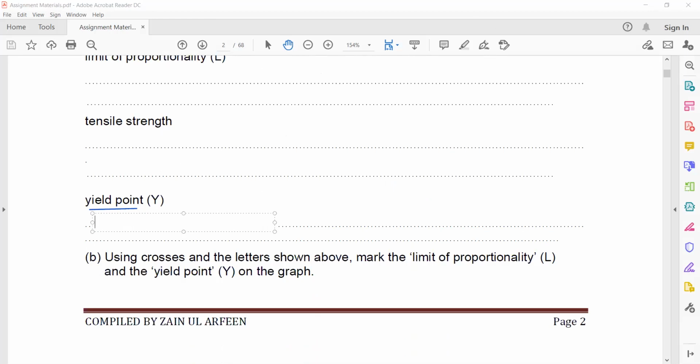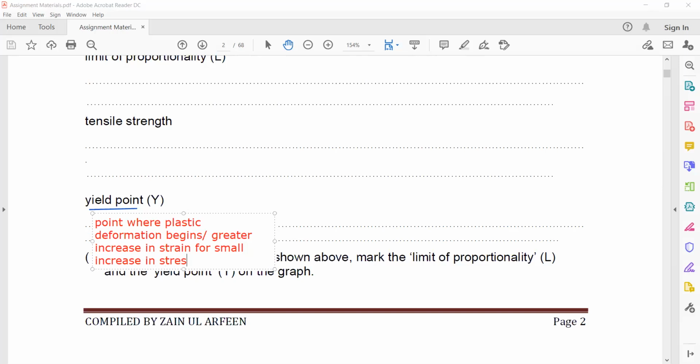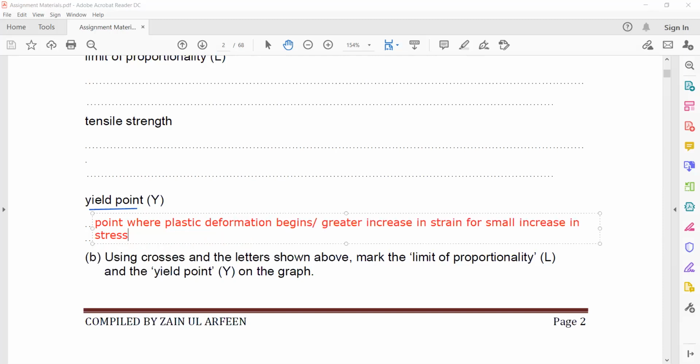Or you can also mention it is a point where the plastic deformation began, or we can also say a greater or larger increase in strain for a small change in stress. That is called a yield point.